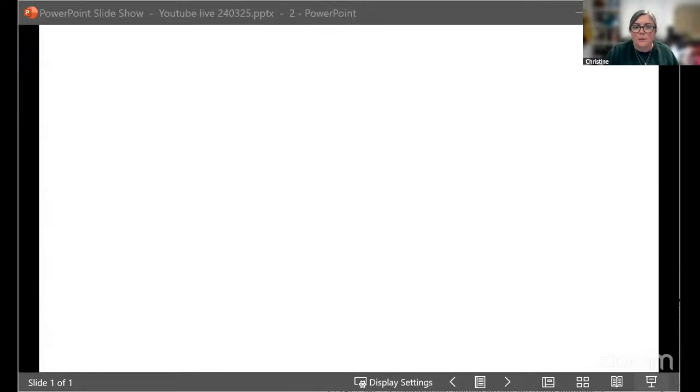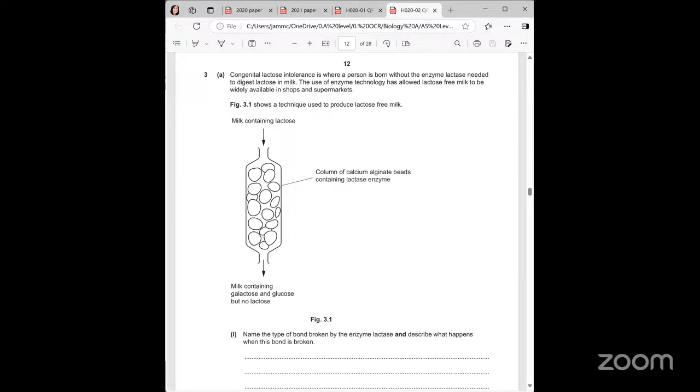So if you are year 13, then this is a question paper. This one is actually a year 12 question paper, but it's a really good question paper because it is looking at lactose intolerance.